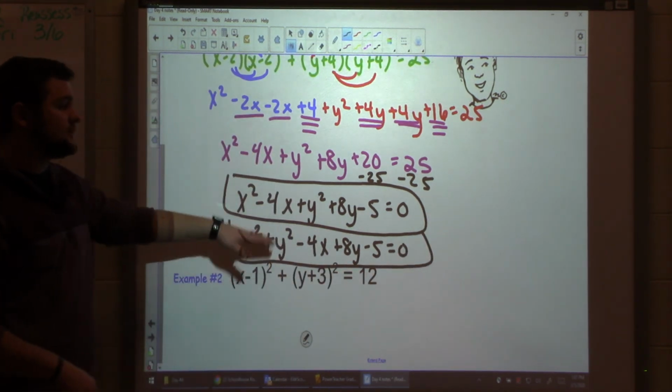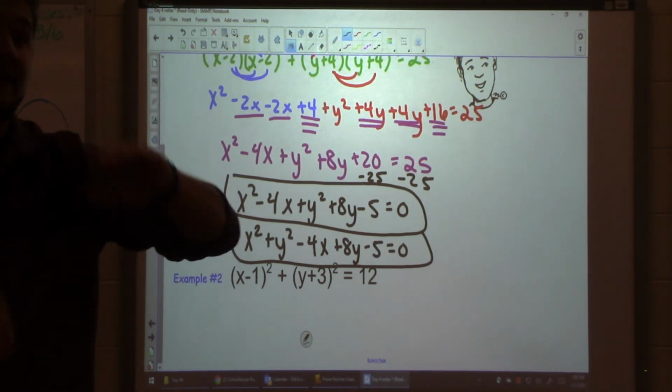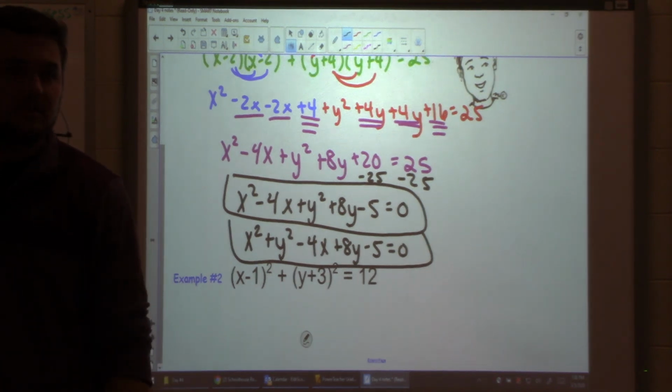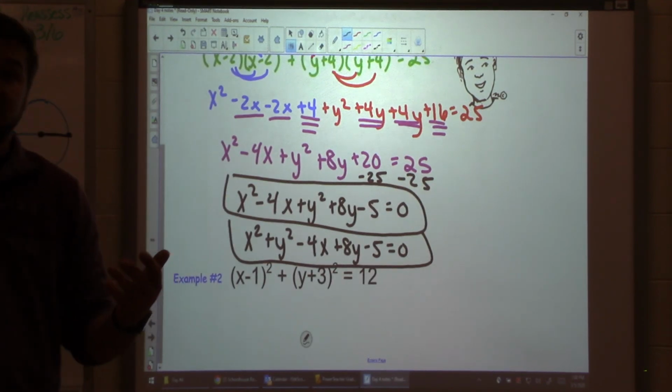All right, either one of those is acceptable. Like I said, I'm going to leave it as the top one because when we go the opposite way, we want the x squared and x next to each other, the y squared and the y next to each other. Okay? So all we're doing, guys, is FOILing, and we're getting it equal to 0. Pretty easy, right? Okay, let's try another one.